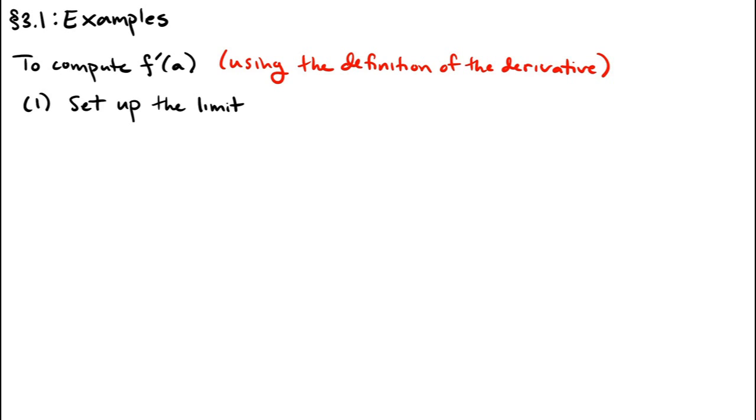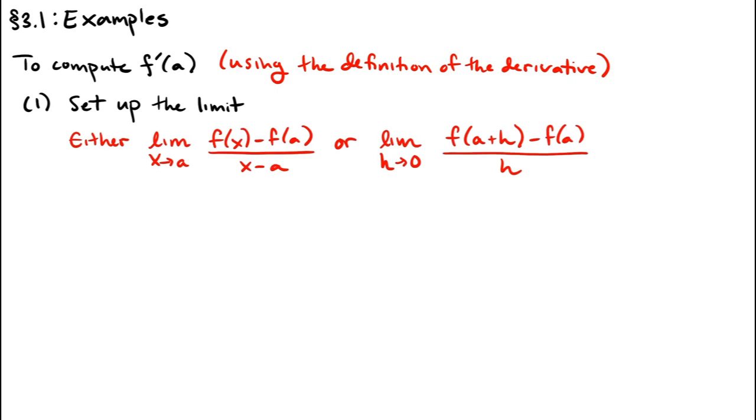So we need to set up a limit, and there are two different styles of limits you can use. You can either take the limit as x goes to a of f(x) minus f(a) over x minus a, or you can take the limit as h goes to 0 of f(a plus h) minus f(a), divided by h. As we go through examples, you'll see pluses and minuses to each one of these styles.